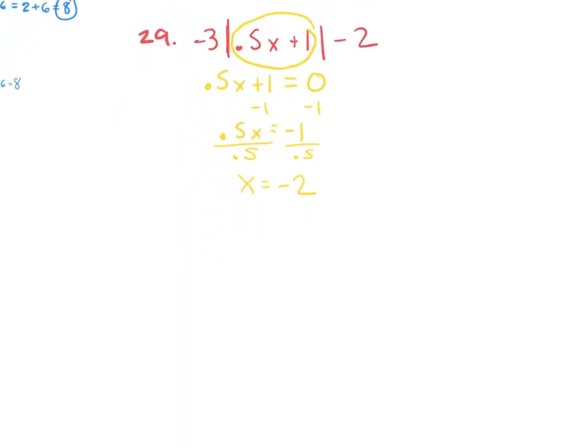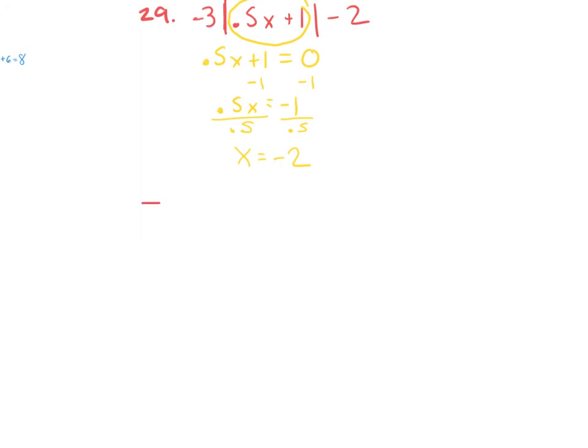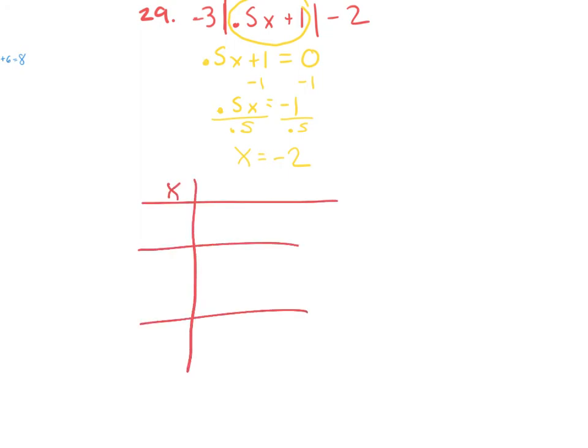So what's the first number we're going to plug in? -2. What's a number smaller than -2? -3. And then what's a number bigger than -2?